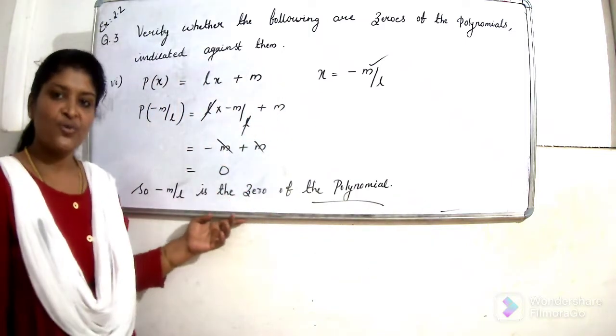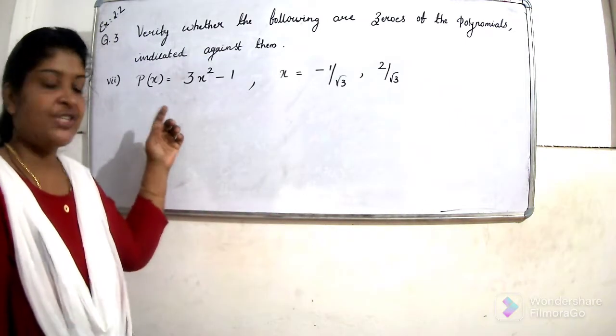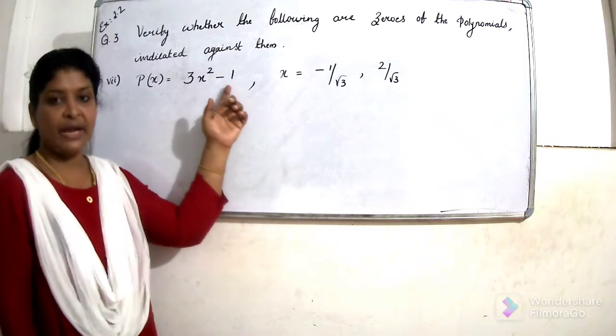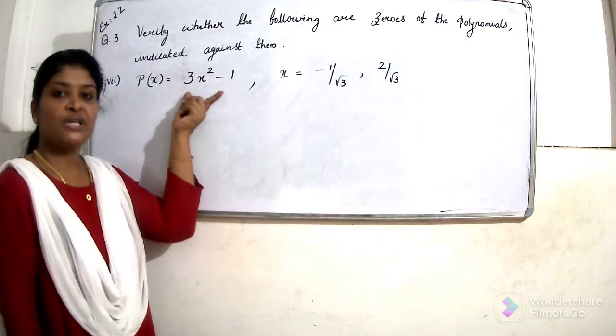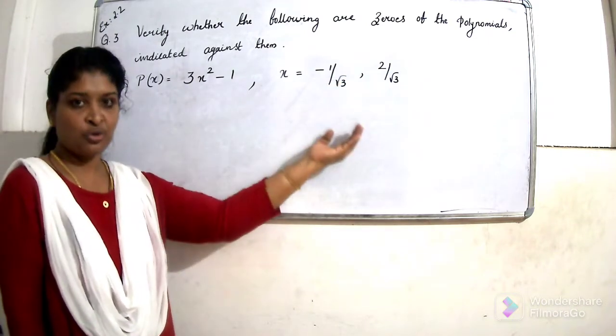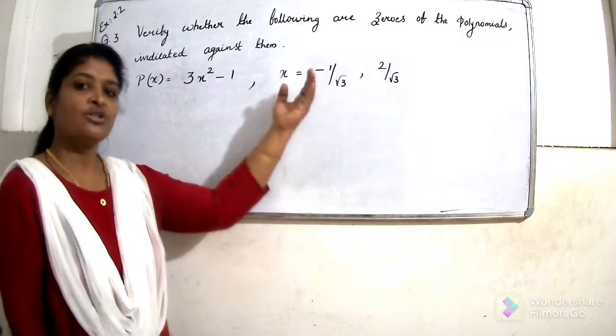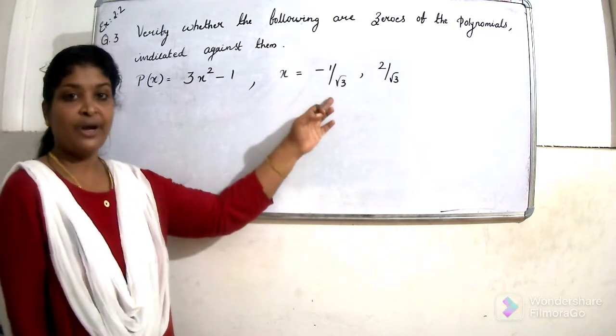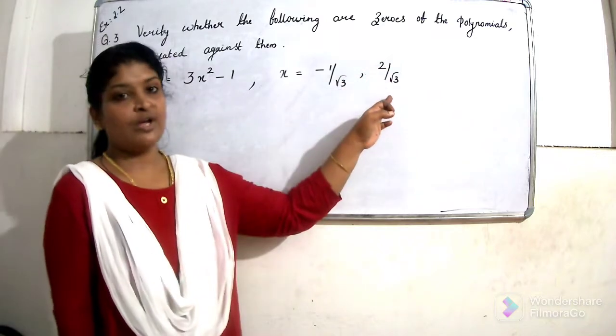Okay, now next question, 7th question. P of x equal to 3x square minus 1. The polynomial is quadratic, so 2 zeros. They already provided them, and we have to check whether it is correct or not. So let us substitute the first value. Values are negative 1 by root 3 and 2 by root 3.